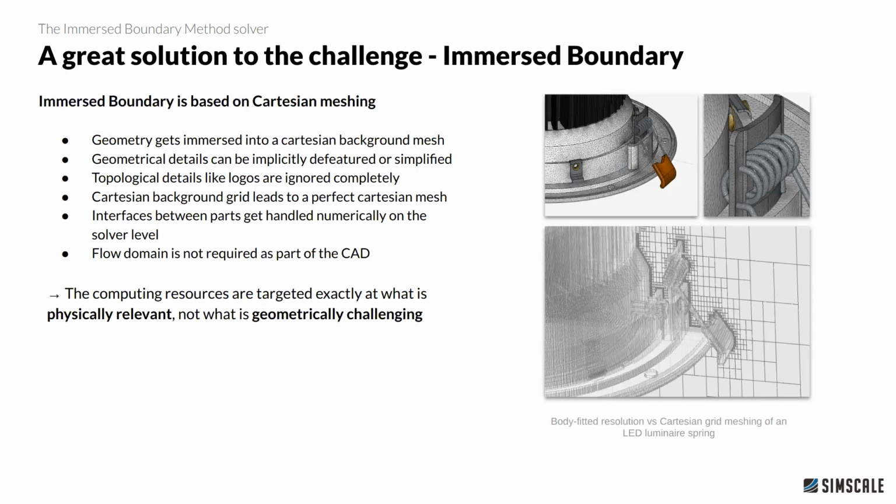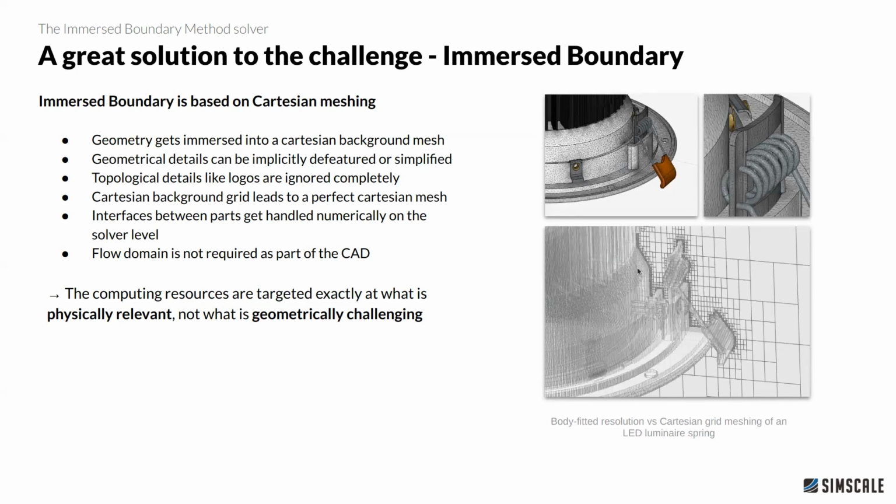So it's just a great solution to exactly that problem, because Immersed Boundary is based on Cartesian meshing. So instead of meshing something like here body fitted in detail, you can see here an LED luminaire, and you can see the spring on the right hand side that is used to plug this LED luminaire into the ceiling. You can see that now there's a lot of elements needed to resolve the spring, even though obviously it's not thermally significant. I can, in this case, just delete such a part. In other cases, I would need to delete it and then fix some gaps, other problems in the model, and that takes me a lot of time.